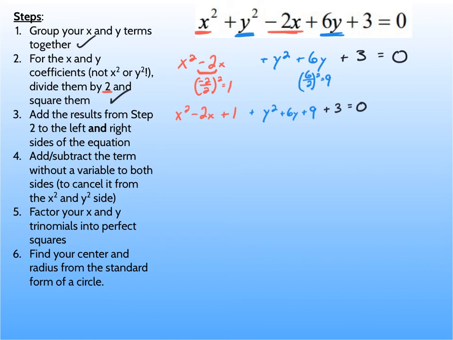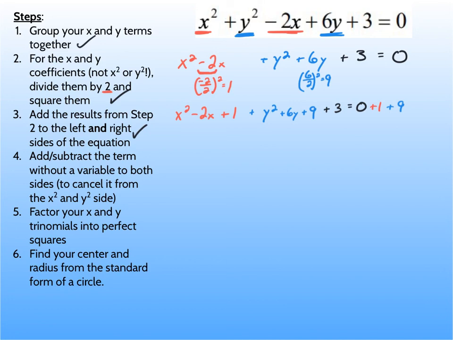But in order to balance it out, since we added a 1 here and we added a 9 over here, we have to add those to the right side too. Otherwise, we don't have an equation anymore. We just added a bunch of stuff to the left without doing it to the right. So we have plus 1 and we have plus 9. So now we've taken care of this. These have been added over here. So check on step 3.